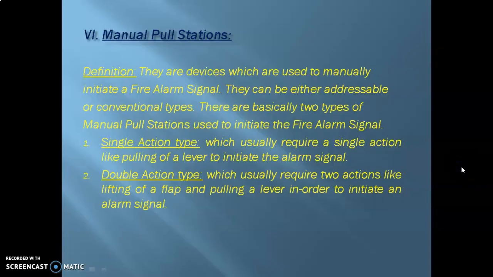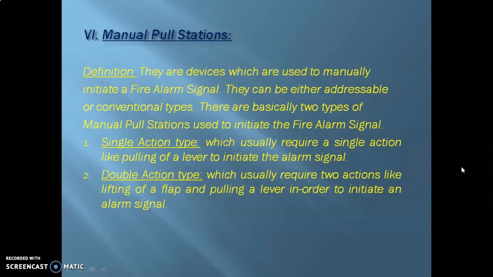Alright, so the next type of alarm initiating device that we will be discussing are the manual pull stations. Now, as the definition states, these are the devices which are used to manually initiate a fire alarm signal. They can be of either the addressable or the conventional types, depending upon the type of fire alarm system that they're being used in.